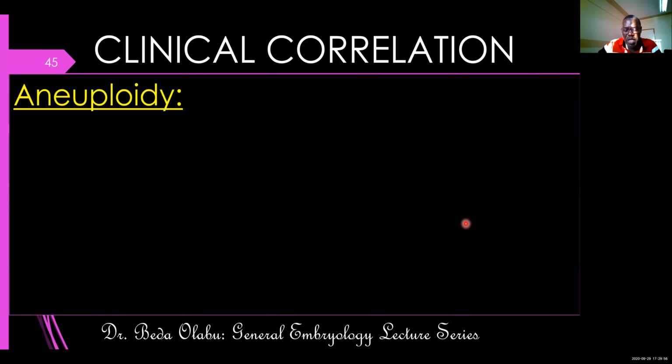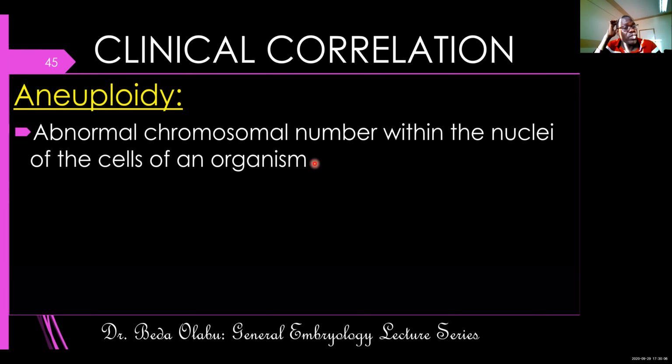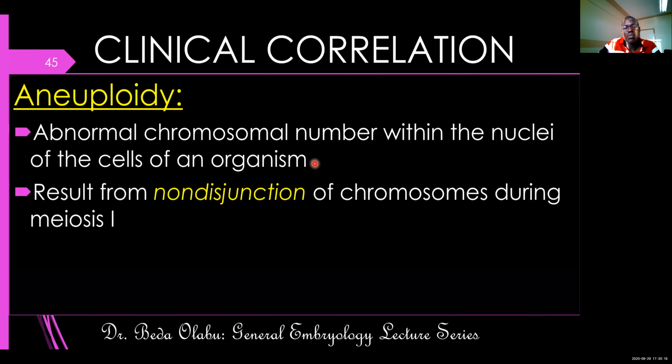Apart from teratospermia, you can also have aneuploidy. We had talked about aneuploidy before in this class when you are talking about cell biology. Aneuploidy is when you have abnormal chromosomal number. Now this comes about if there is non-disjunction during the first meiotic division.